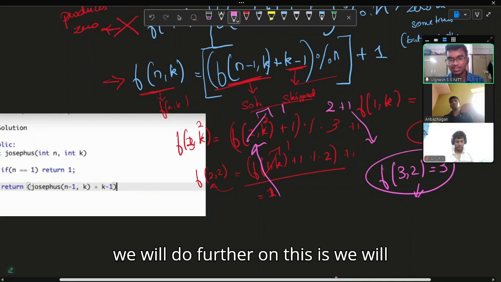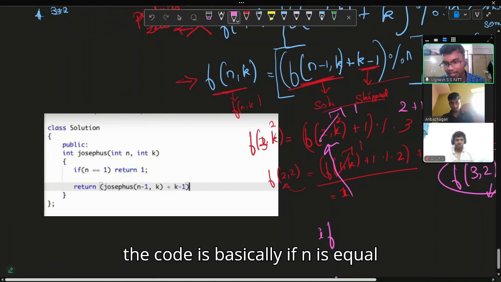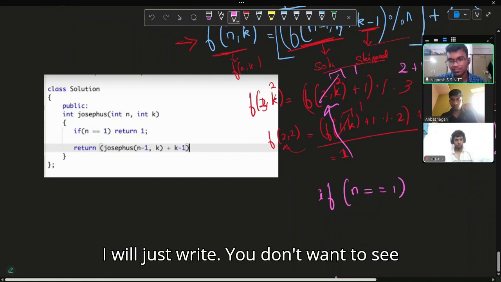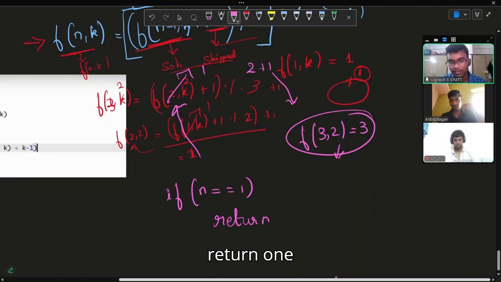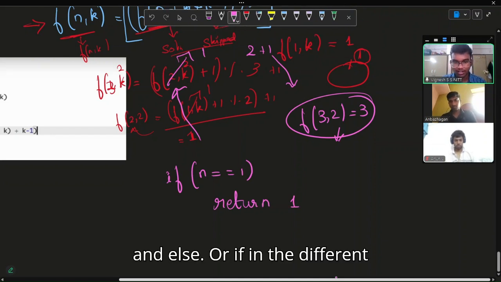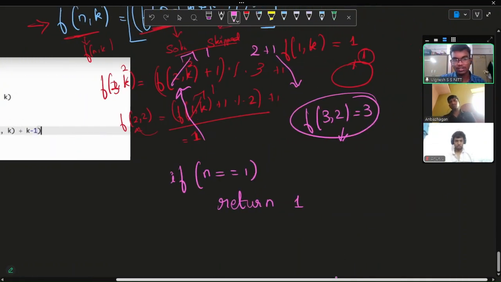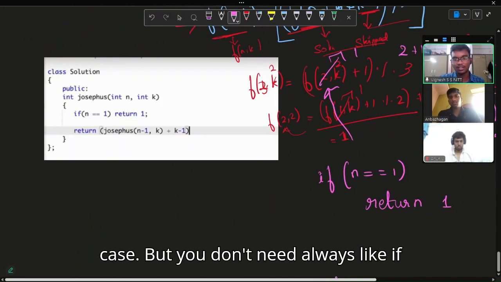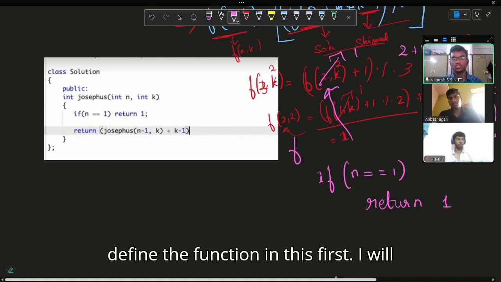So what we will do further on this is we'll write a code for this. The code is basically: if n is equal to 1, return 1, and else, in the different case, you can write else in this case, but you don't always need it. If you are putting it in a larger function, you don't need else. You can just define the function, Josephus.